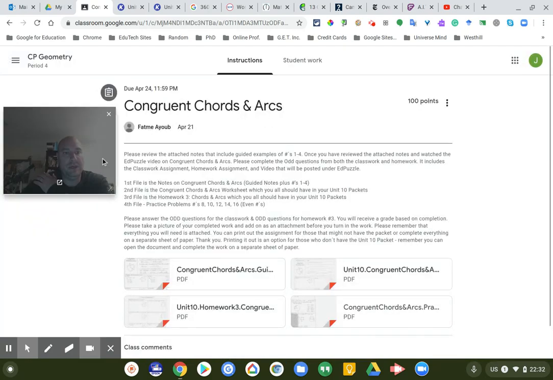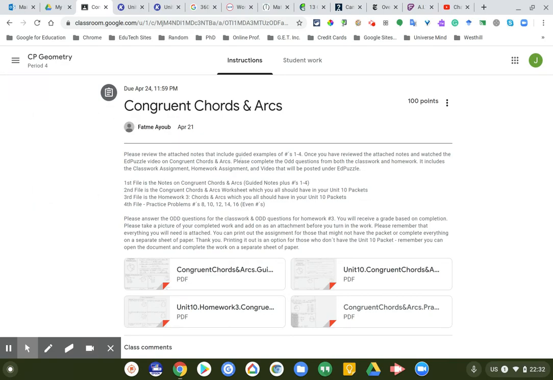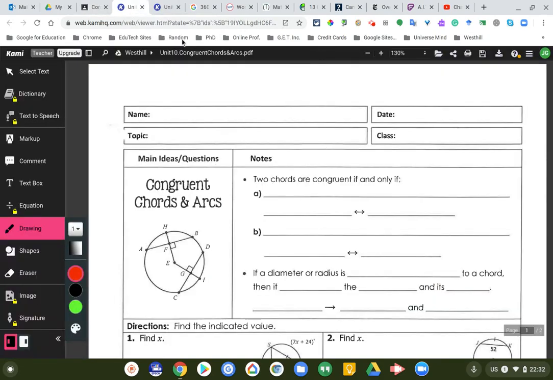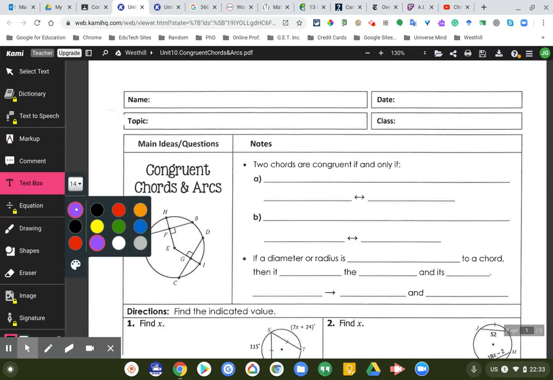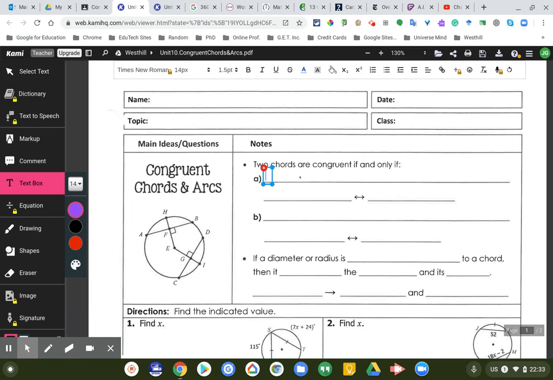So here we go, and like I said, I'm going to get rid of my face so that we can have the whole screen here. I'm actually using a different program this time. I'm using this program called Kami, and it's a pretty good one because it allows you to edit PDFs. So I'm going to put a text box, and I like purple, so I'm going to keep with purple. I'm going to take some notes.